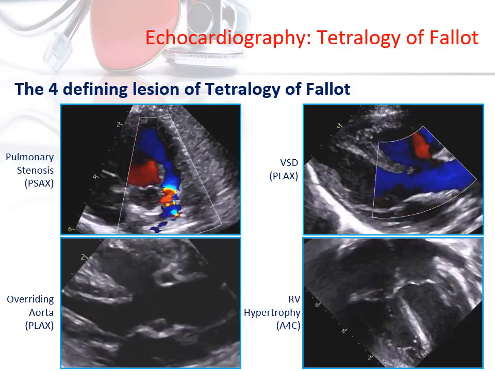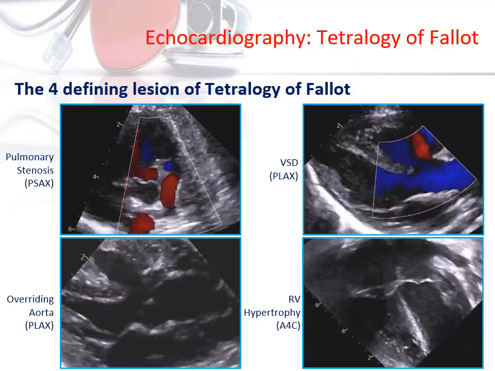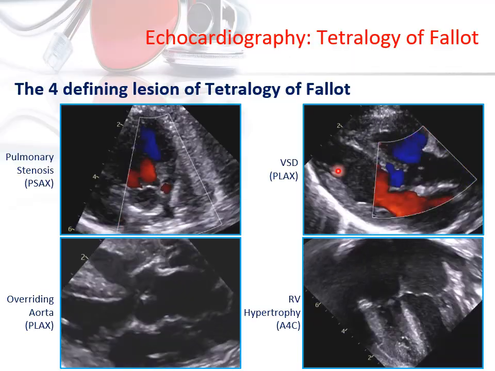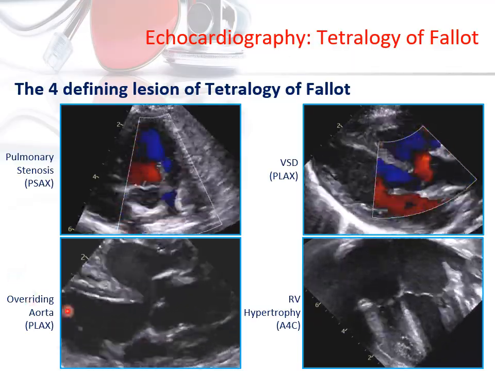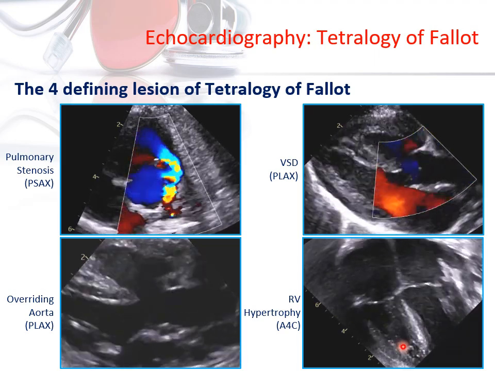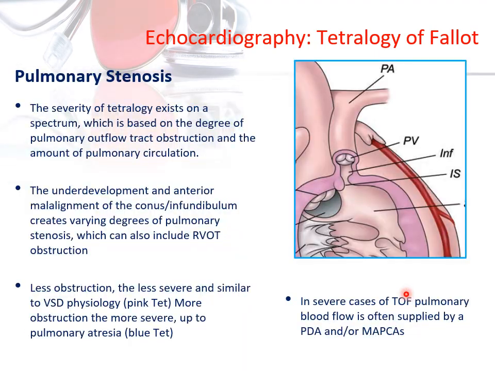So these are the four defining lesions of Tetralogy of Fallot, which I mentioned earlier. Here you have your pulmonary stenosis. This is your VSD. Over here you have your overriding aorta. And finally, right ventricular hypertrophy, or RVH. All right, let's talk about the first lesion, pulmonary stenosis.